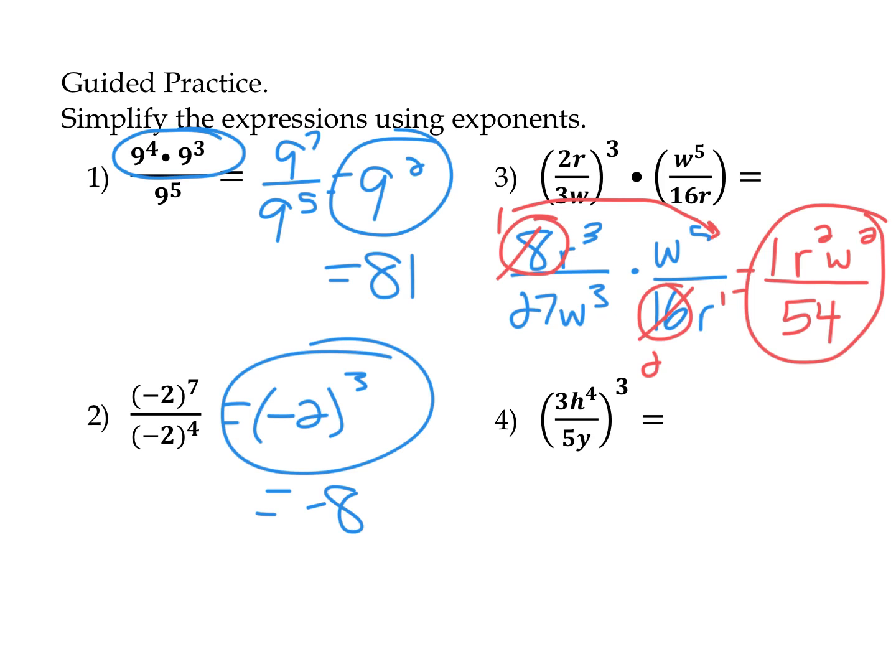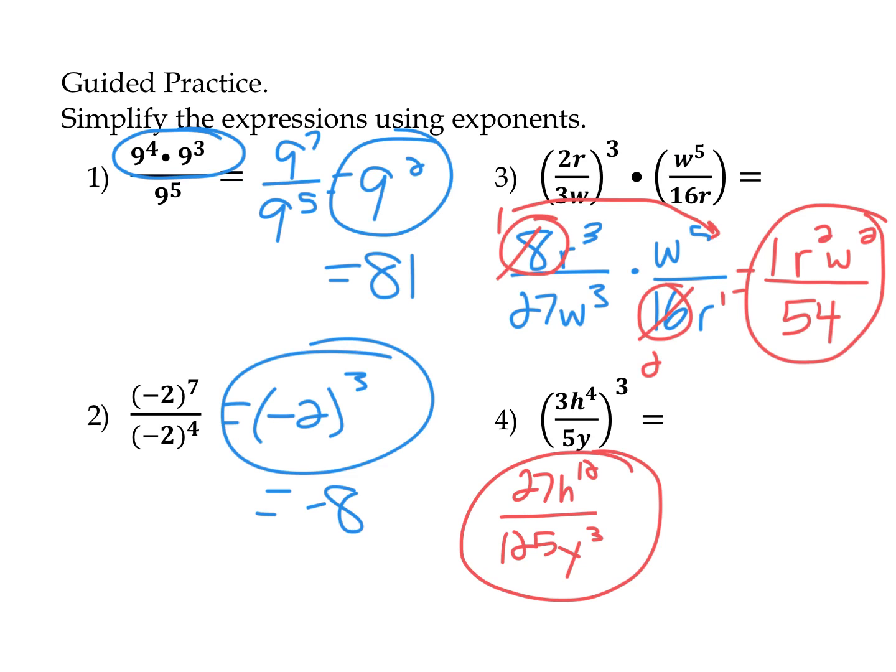In problem number 4, we can take everything inside the parentheses to the 3rd power. So this would be 3 to the 3rd power, which would be 27, h to the 12th, over 5 to the 3rd power, which would be 125, y to the 3rd. And there's nothing we can do to simplify that. The h to the 12th and the y to the 3rd are different bases. We can't simplify and subtract their exponents or anything like that.